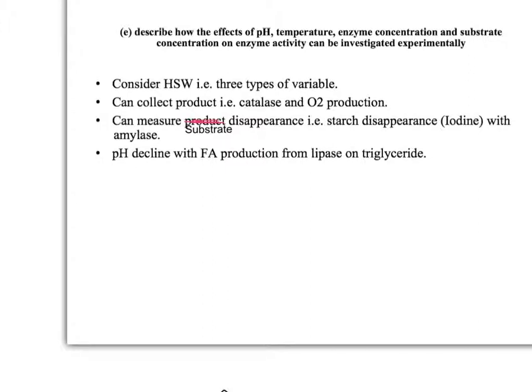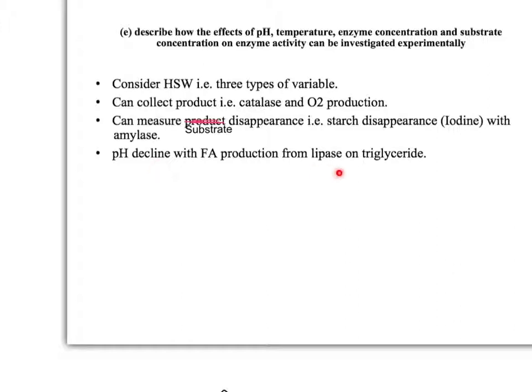Or sometimes you can measure the product. For example, rather than measure the disappearance of starch, we could take small samples out of our reaction mixture and measure the appearance of our product, which in this case would be a reducing sugar. So we could do a Benedict's test on the products.